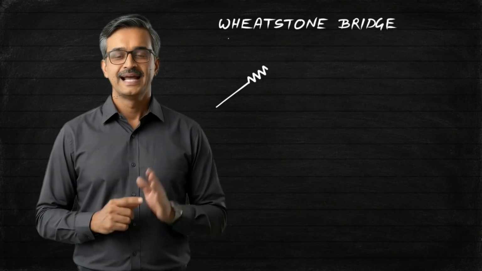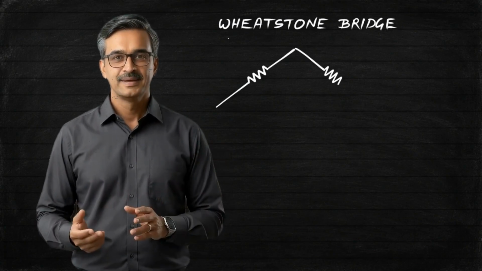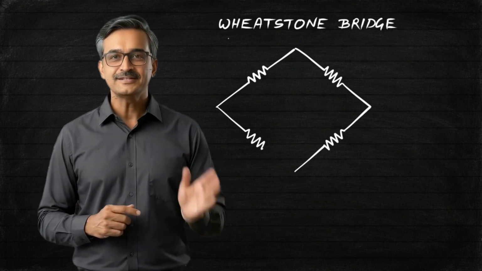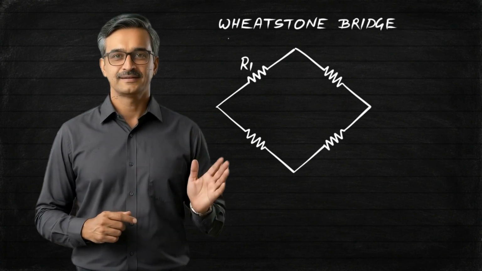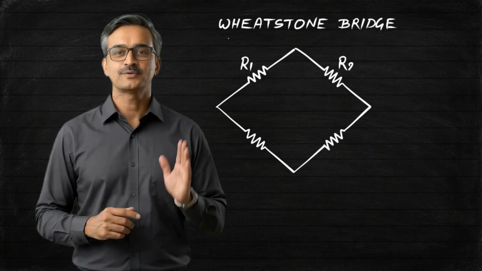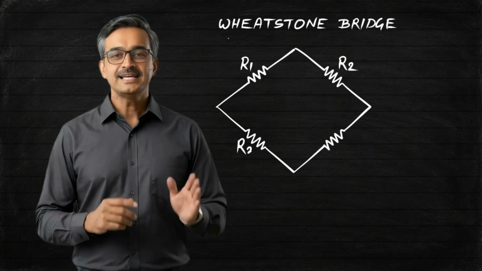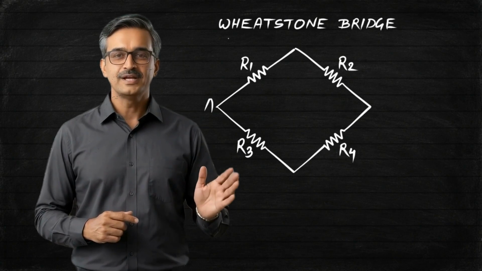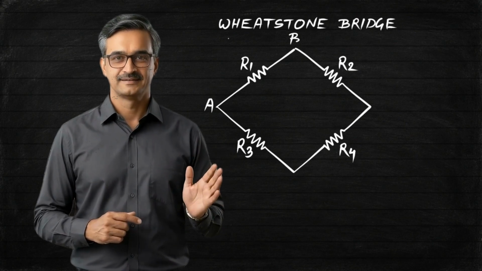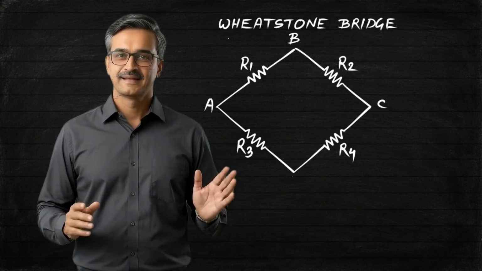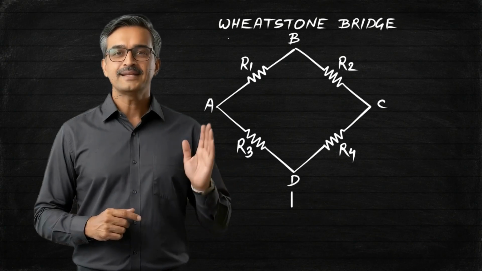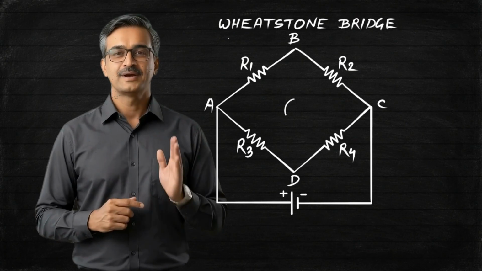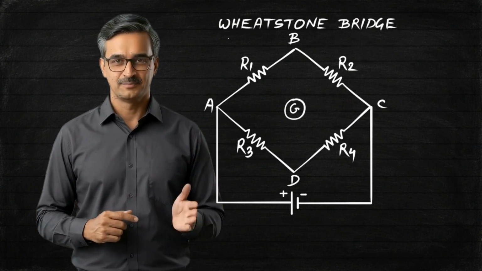First, we shall draw a diagram of the Wheatstone Bridge. The basic structure of the Wheatstone Bridge is a square formed by four resistances. This is resistance R1, this is resistance R2, this is resistance R3, and this is resistance R4. Now, this is point A, this is point B, this is point C, and this is point D.